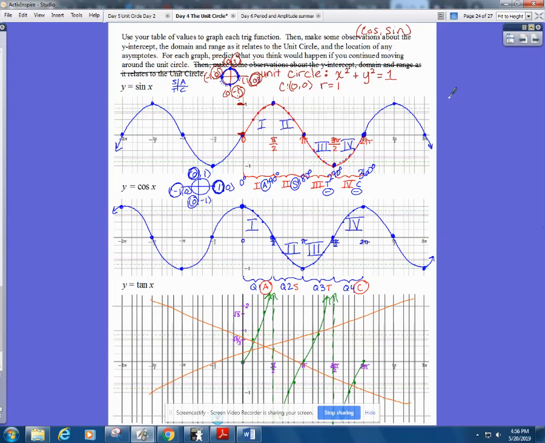So for the sine, and just so you know, this is the graph y equals sine of theta, or f of x is equal to the sine of x. We could write this either way. So this is the sine function. And for the sine function, a couple of important things that you need to know is that the y-intercept is at 0.